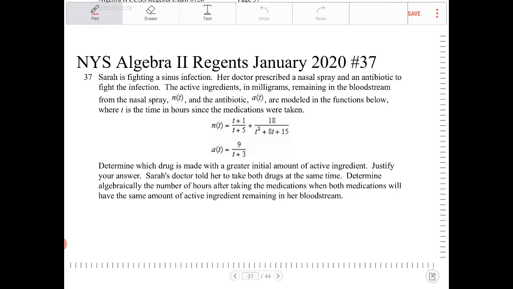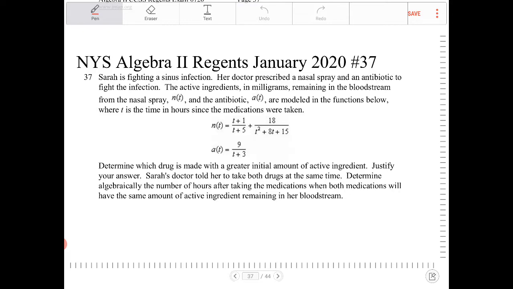Justify your answer. Sarah's doctor told her to take both drugs at the same time. Determine algebraically the number of hours after taking the medications when both medications will have the same amount of active ingredients remaining in her bloodstream.